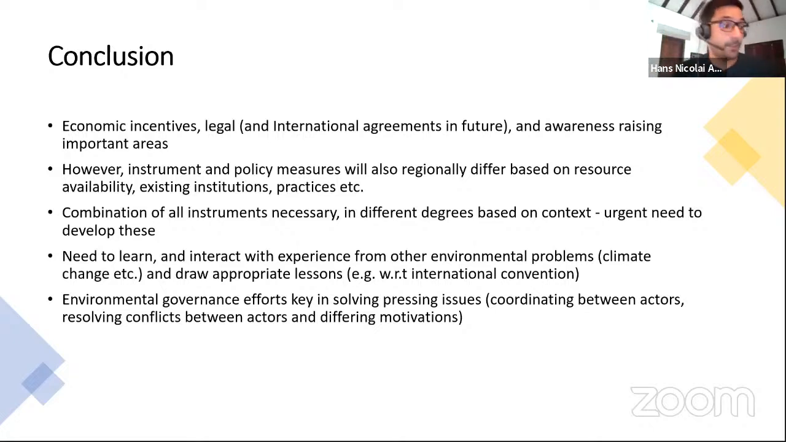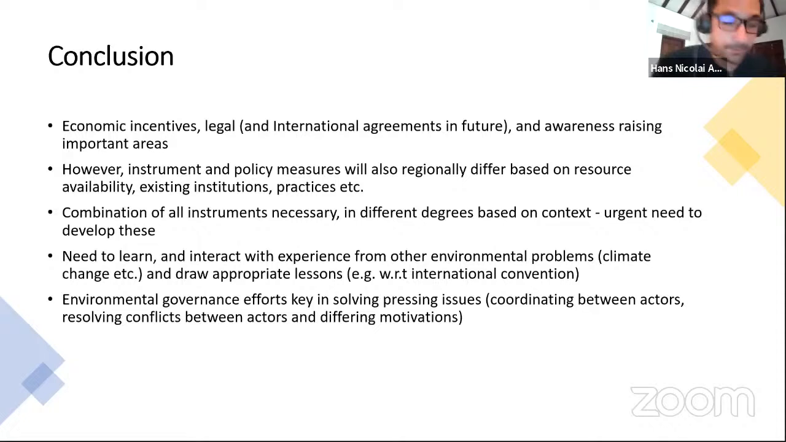And there's also an urgent need to develop better instruments. There's still a lot of experimentation around the legal aspects, around the economic tools, but there's also a lot of experience that is being gained. And this is also what I wanted to highlight earlier on. There's a lot of experience from other environmental problems where we can draw appropriate lessons from. For instance, how can an international convention be useful and what steps should we take?